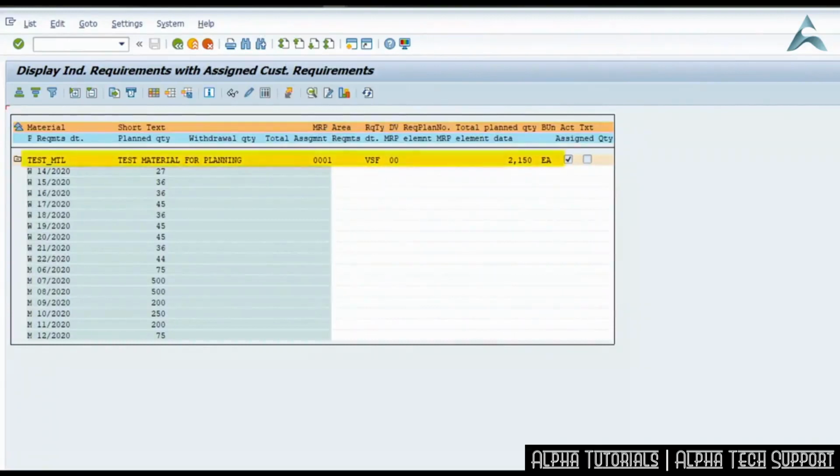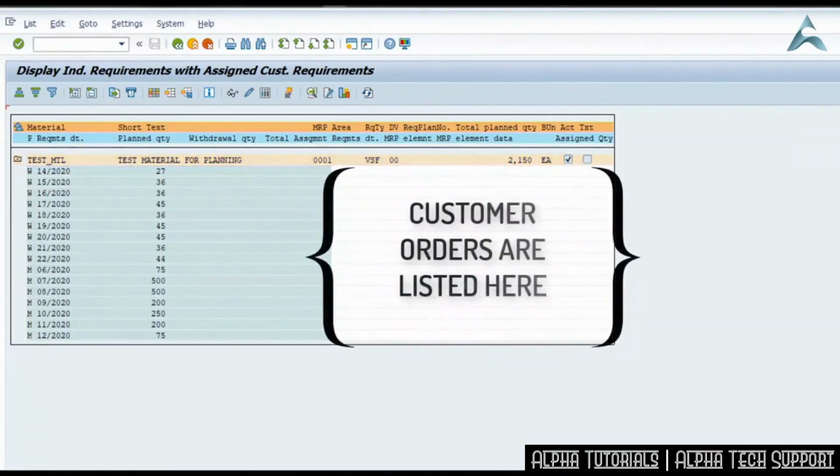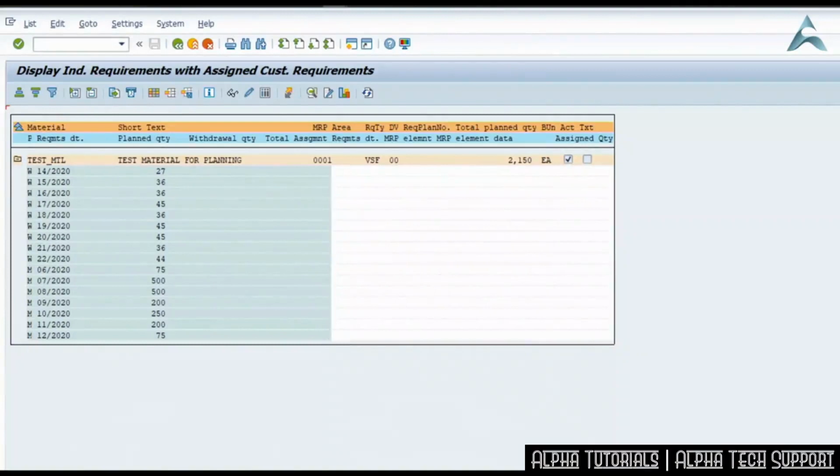So this shows us that the test material has forecasted quantities over those periods. Some are weekly periods, some are monthly periods, as we've already seen, with a total planned quantity, a total forecasted quantity of 2150. Now, I don't have any customer orders in the system yet, so that section is blank. Let's create an order and see how the planning engine responds.